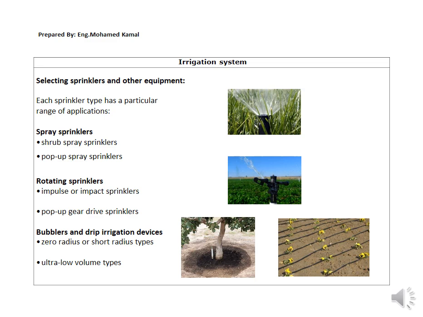If we start with selection of the irrigation system type, we will find that the system type will depend on the plant type and its characteristics. So if we start with the spray sprinkler, we will find that we have two main types: shrub spray sprinklers and pop-up spray sprinklers.